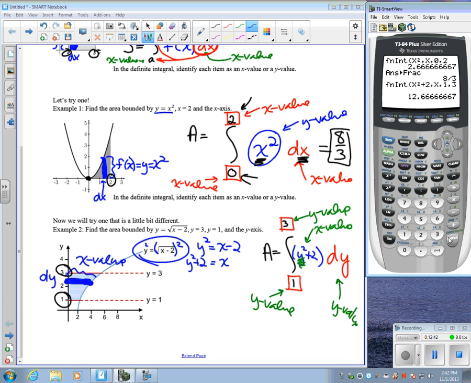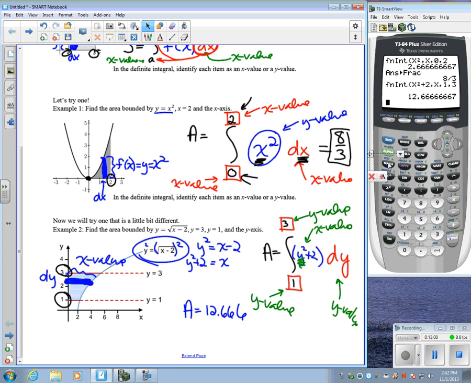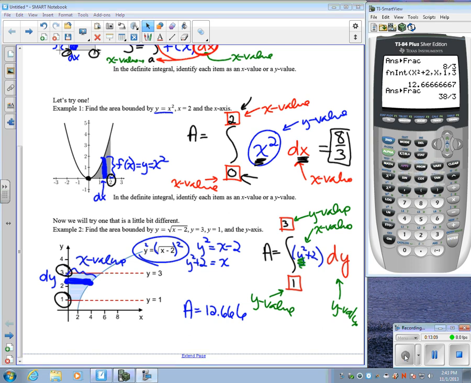Let's write that down, sorry. So 12.6 repeating, you could also have made that into a fraction. Sorry, so then you could also change that into a fraction and you get 38 thirds, and either way will be the same.